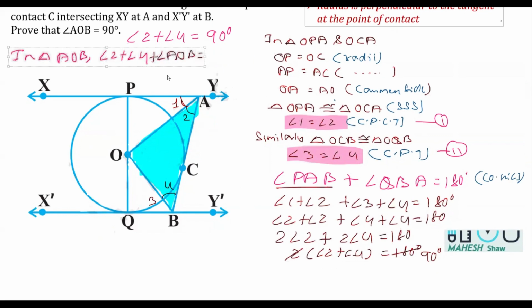Right. So the sum of these three angles will be 180 degrees. Now replacing this with 90, if I replace this with 90, I'll get 90 plus angle AOB is equal to 180 degrees. So that implies if I transpose 90 to the other side, we'll get angle AOB is equal to 90 degrees. So this is what we needed to prove in this question, that angle AOB is 90 degrees.